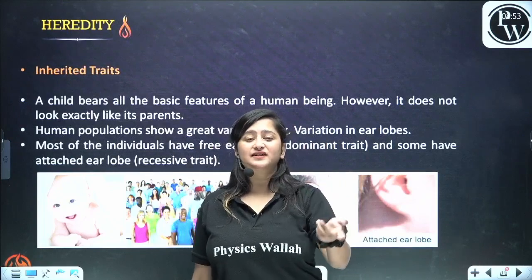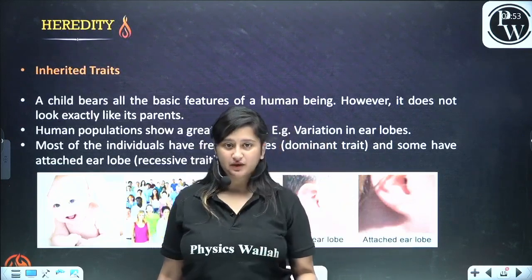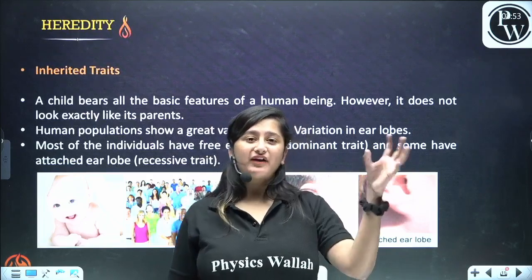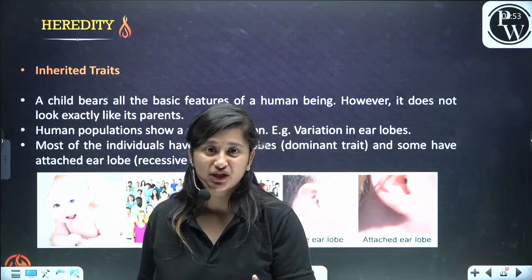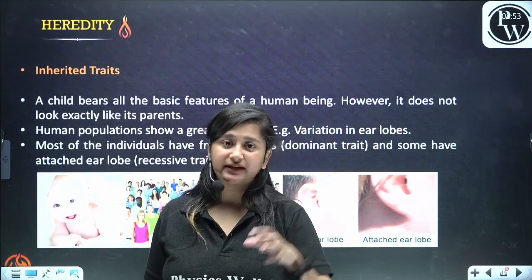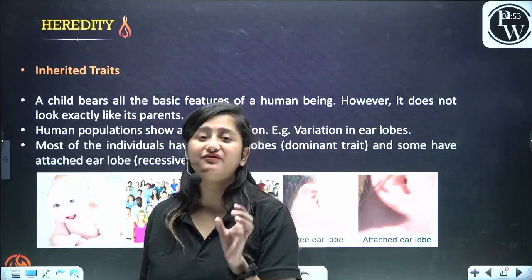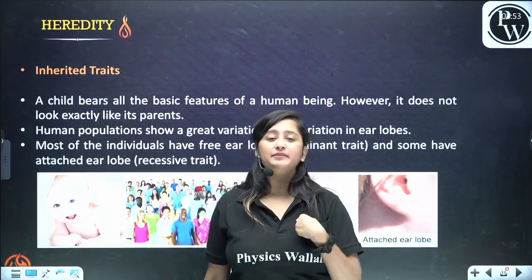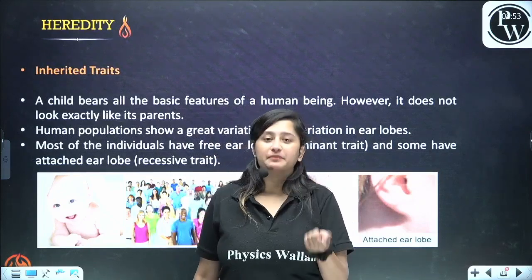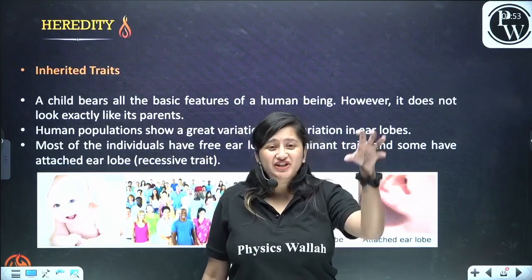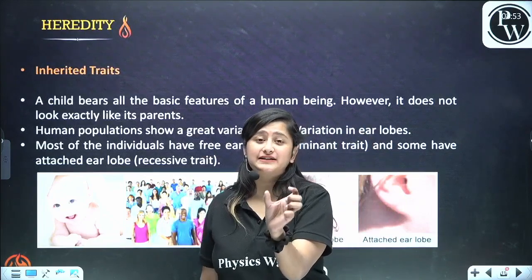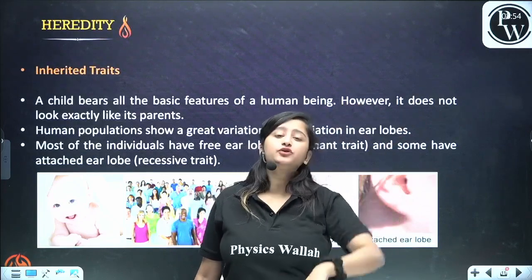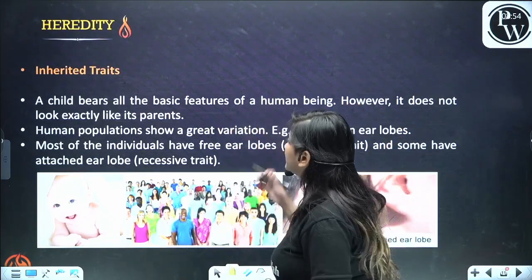So this is a characteristic that is inherited. Another example: my family has a history of diabetes. All the elder brothers and all the elder ones have a history of diabetes after 40, so I might be pre-diabetic. So this is a characteristic that can be transferred from your parents, from your forefathers, to you. So what are inherited traits?